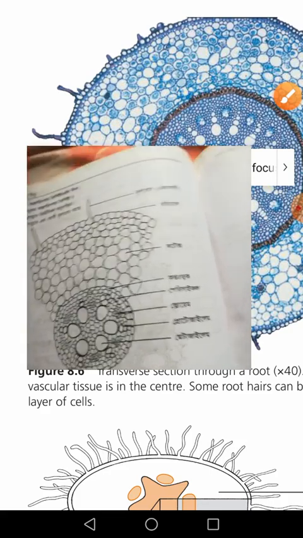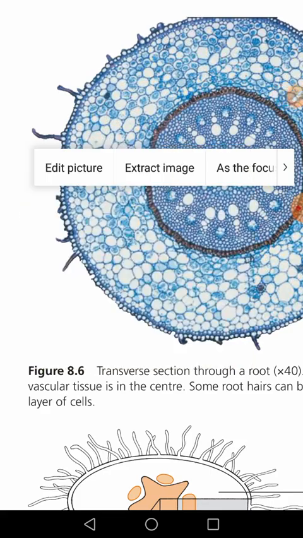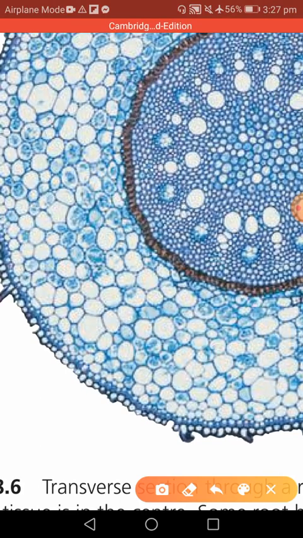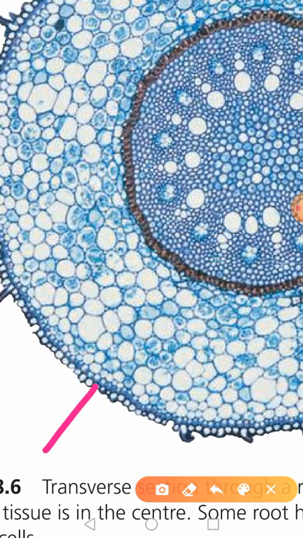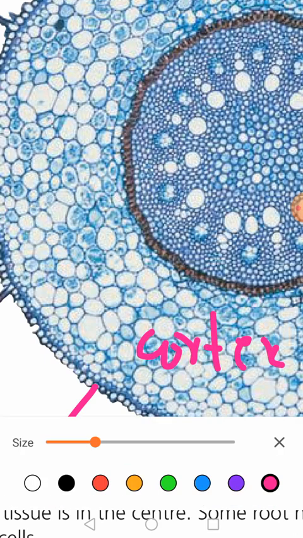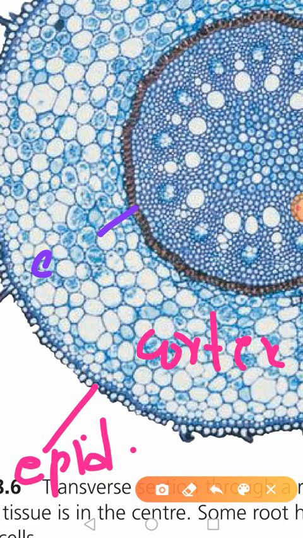So how to focus on the pericycle over here? Let me show you in the zoom. So this is the epidermis. This is the cortex. This layer is the endodermis. And this layer is the pericycle.